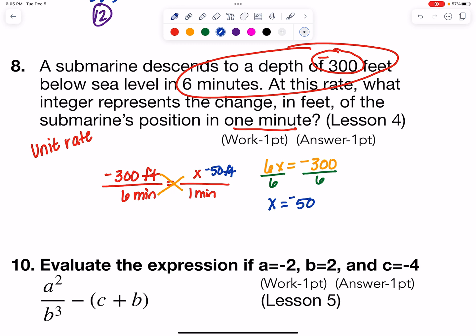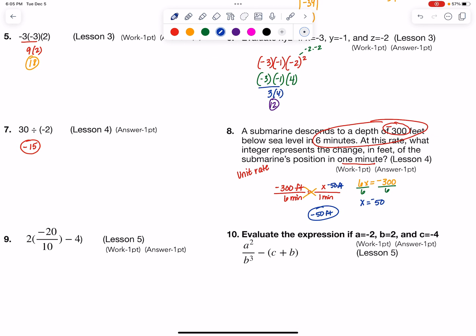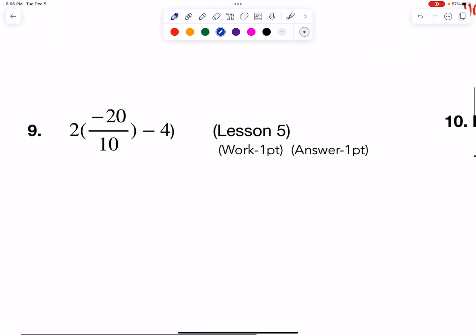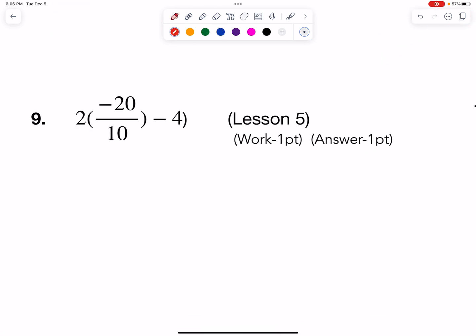So it says at this rate, let's go back to the question, what integer represents the change in feet in 1 minute? -50, okay? And so there we go, okay? All right, number 9. We're getting a little bit more complex here. This is lesson 5, okay?